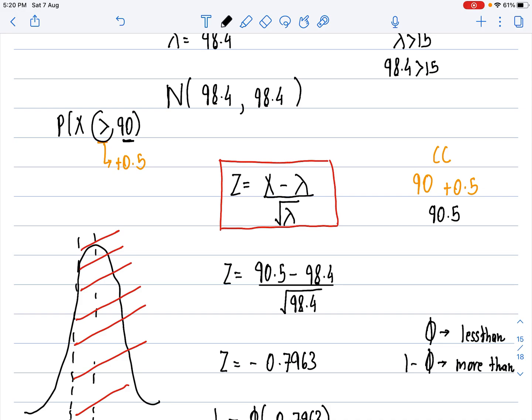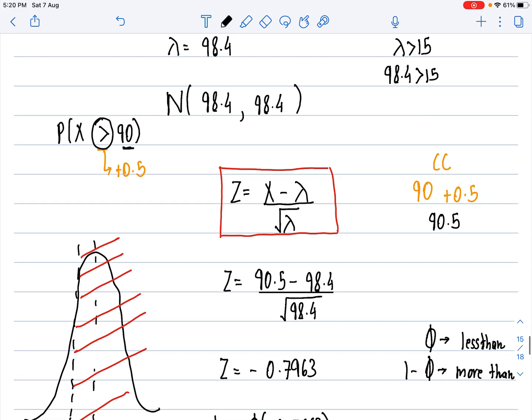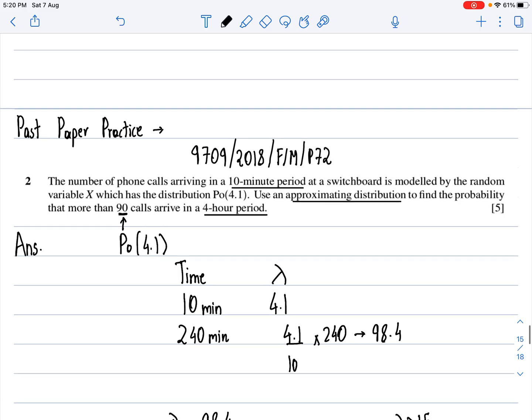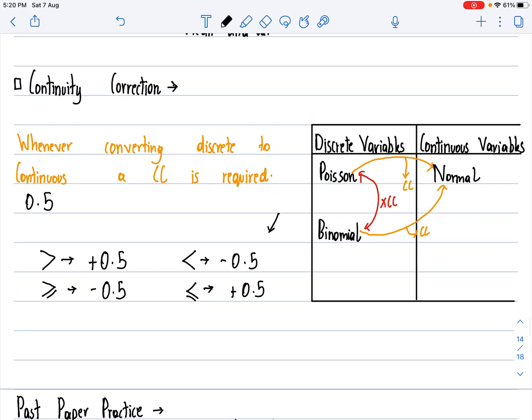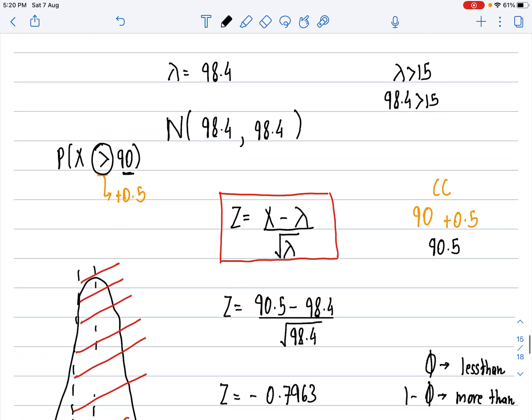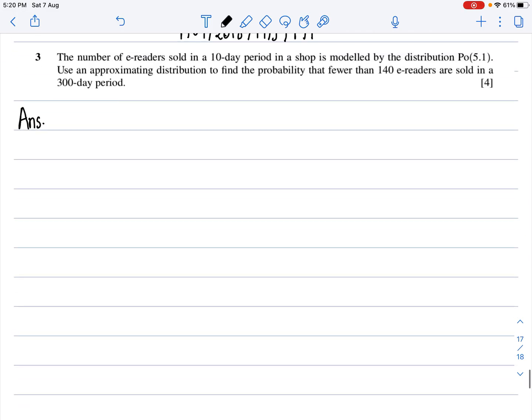Okay, the sign. That's why I'm stressing on it, because many students go wrong, or sometimes they tend to forget that a continuity correction applies. So again, stressing over the point that a continuity correction basically applies when you're converting from discrete to continuous. Always. Now let's do another last past paper example.